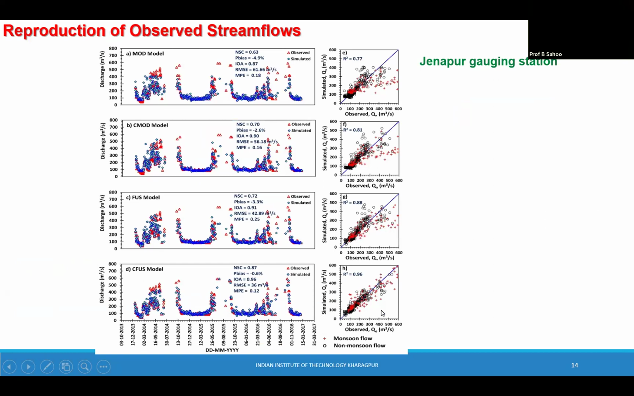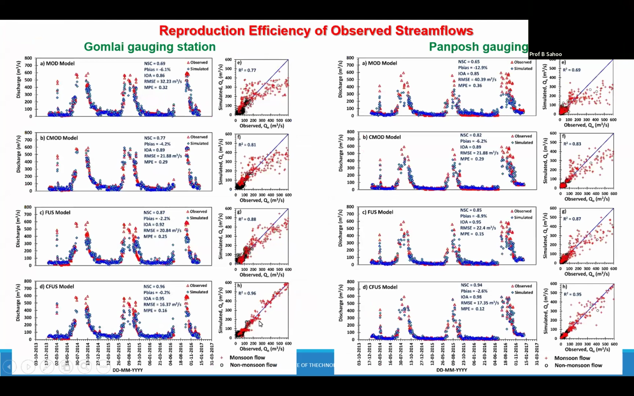You can see this is a scatter plot with 1:1 line, where it almost follows. Some deviations are there, but that means the efficiency is very high, if I'm using the remote sensing images and corresponding, I'm getting the Q value. So this is for both monsoon and non-monsoon flow we have estimated. This is for Gomlai. So Gomlai, you can see it giving better result in the last graph of the CFOS model. This is for Panpos. So this is also giving better results.